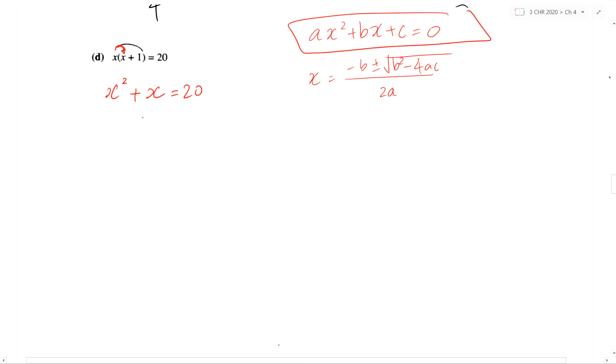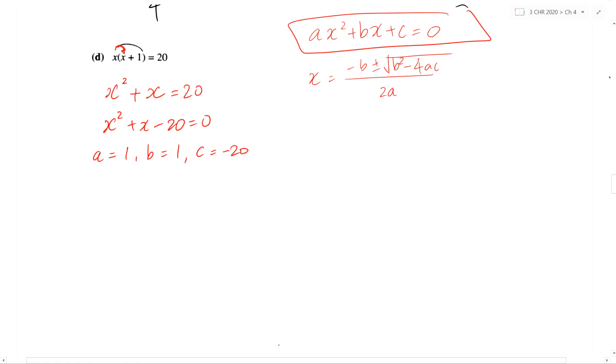I've got the first two parts already. My right hand side is not equal to 0. What should I do? Minus 20, excellent. x squared plus x minus 20 equals 0. Now is it of the same format? Yes, right. What is the value of a? 1. b? 1. c? Minus 20.